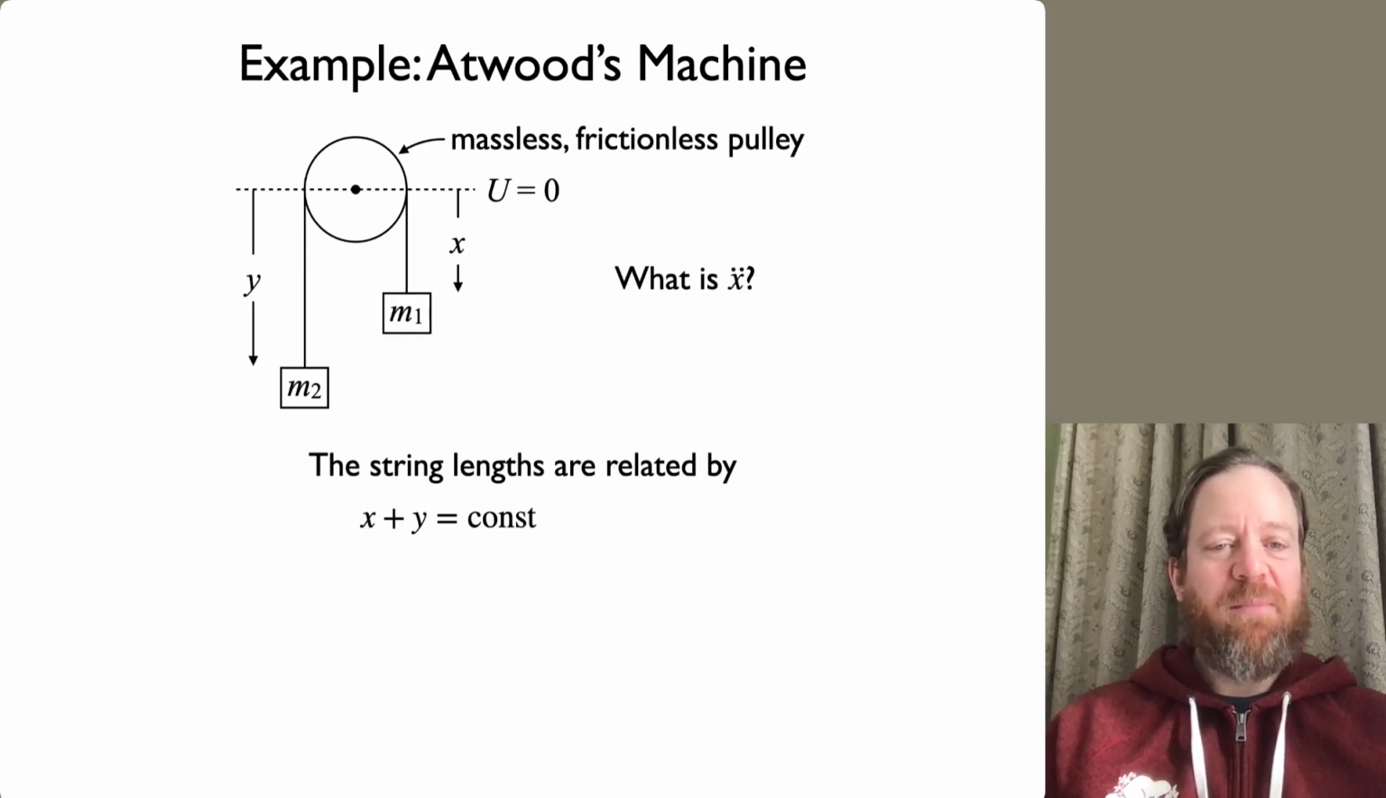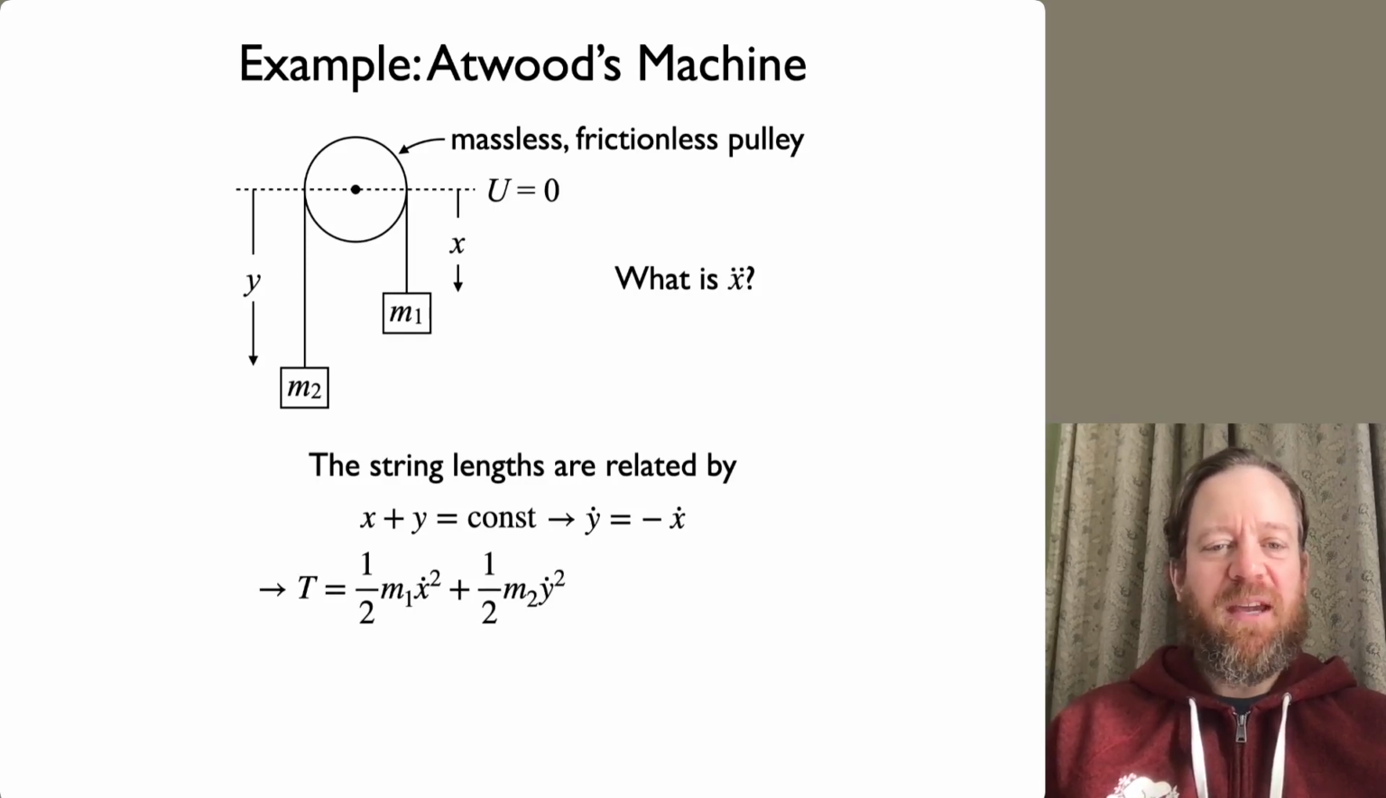We can take the time derivative of both sides of this equation and rearrange it to find that y dot is equal to negative x dot. In other words, whatever the downward speed is of mass m1, that will equal the negative of the speed of mass m2. Okay, with this being the case, we can quickly write down the kinetic energy equation.